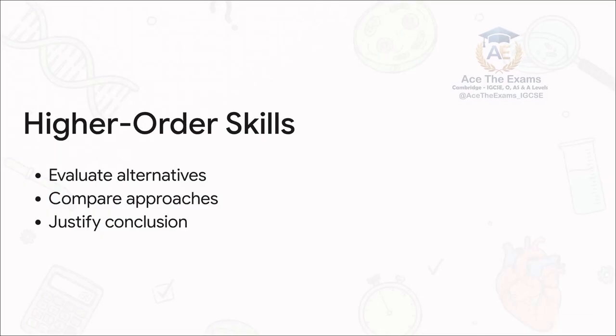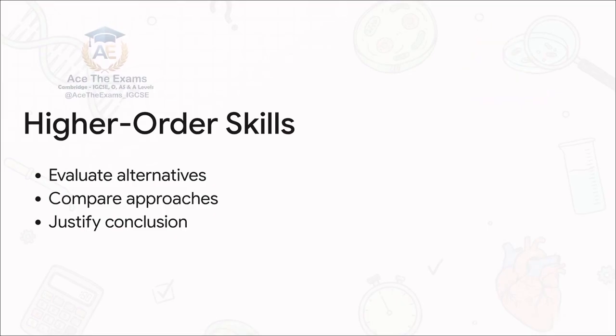This side-by-side perfectly illustrates what examiners mean when they ask for higher-order evaluative thinking. Top-scoring candidates do exactly what you see here. They question assumptions, evaluate alternatives, compare approaches, and heavily justify their conclusions. You're not just doing math. You are critically analyzing limitations. Once you start writing like this, you completely transform from a student just regurgitating facts into an actual biologist evaluating real-world data. And trust me, examiners reward that transformation generously.